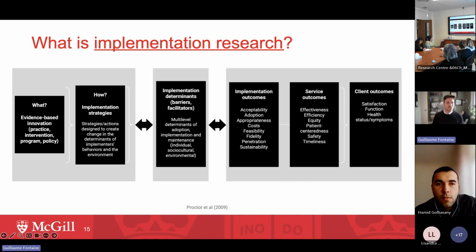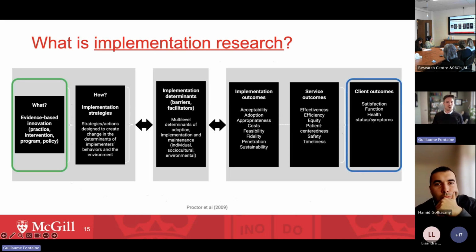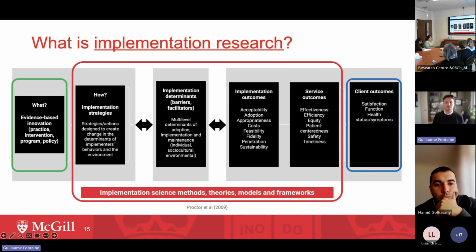And if we do a great job at improving implementation outcomes and service outcomes, then we're going to have great results on client outcomes. So the core of implementation research is really focused on this middle portion. So the how, which factors we're addressing, how are we improving implementation and service outcomes. The client outcomes part we're still considering, but it's not the primary focus of what we do.